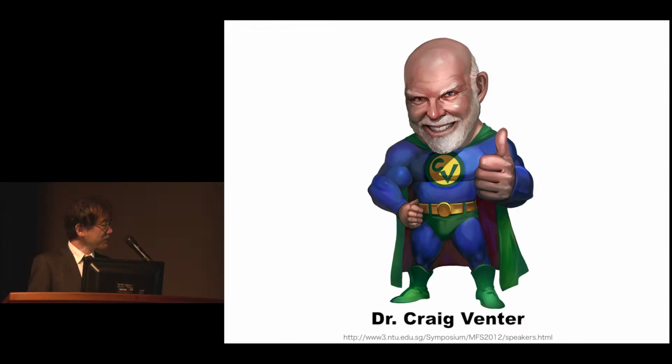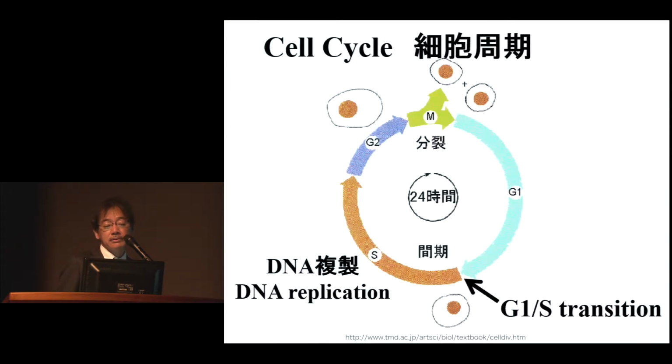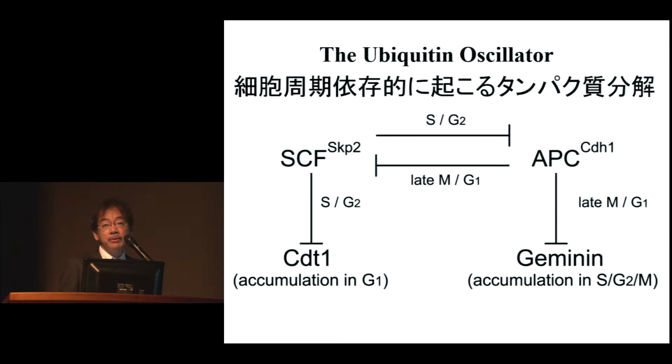All right. Next, I'd like to discuss bioimaging at the organ and tissue level and the cell cycle. This is the cell cycle of eukaryotic cells: G1, S, G2, and M. Before dividing to produce two daughter cells, a cell is supposed to duplicate its DNA in the S phase. So we wanted to visualize the G1 to S transition. And for that, we used the ubiquitin oscillator, the cell cycle-dependent proteolysis.